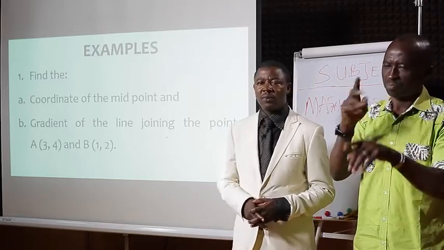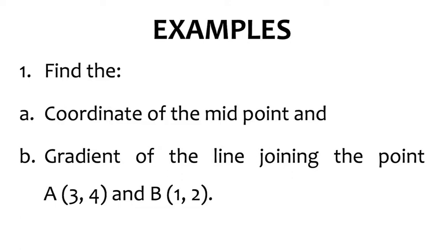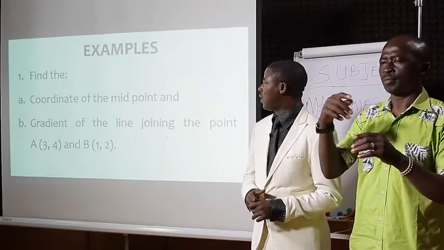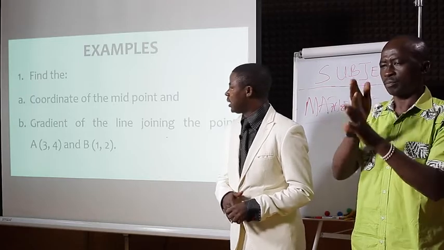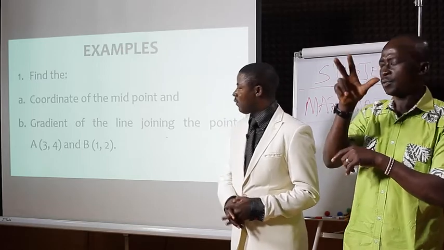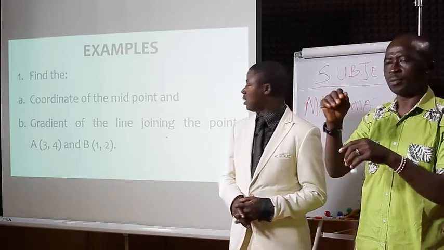Now, example, question 1. We are expected to find A, the coordinate of the midpoint, and B, the gradient of the line joining the point A (3, 4) and point B (1, 2). The question again, find the coordinate of the midpoint of the line joining the points A (3, 4) and B (1, 2).